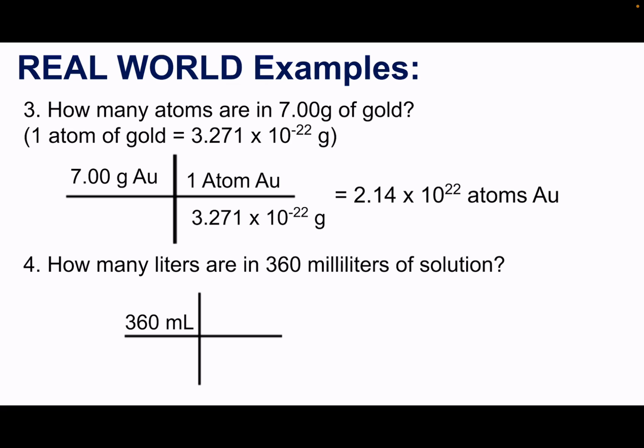And from King Henry, that's a jump of 3, 1,000. What's important is to know that there's 1,000 smaller milliliters in every 1 liter. So check it out. We don't have a 1 on the bottom. We have 1,000. So we're going to be doing 360 times 1 divided by 1,000. Final answer is 0.36 liters.